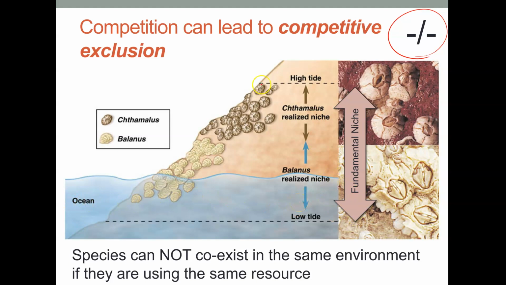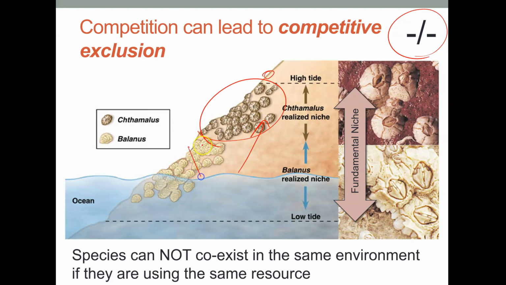If you're really high up, the higher you go up on the rock, the more time you're going to spend not being able to eat, and in sunlight, basically drying out, and you don't want that. And so these smaller Cathylamus species keep getting pushed up the rock, and this is called a realized niche, an ecological niche. It keeps getting pushed out.